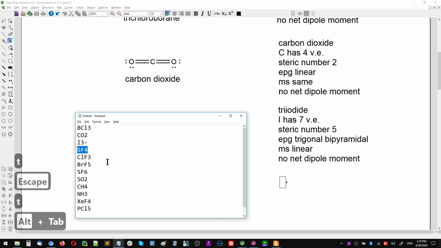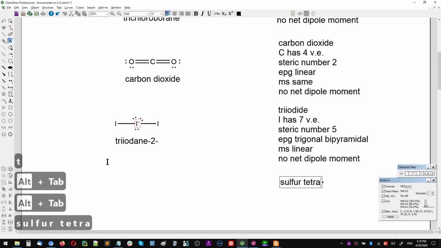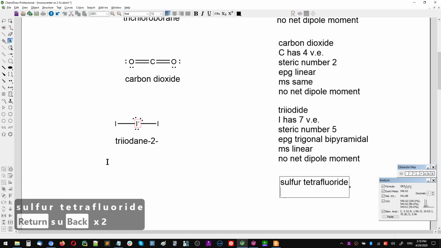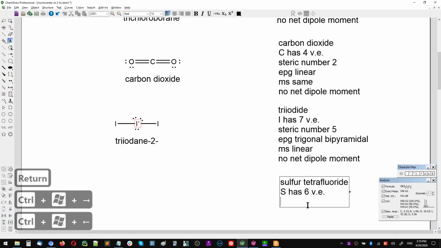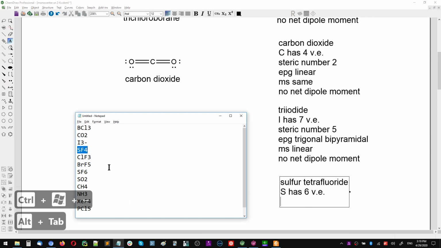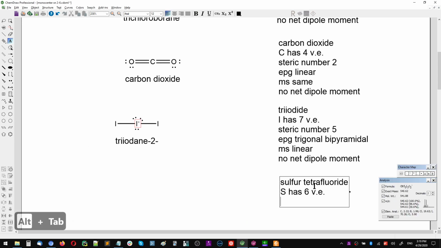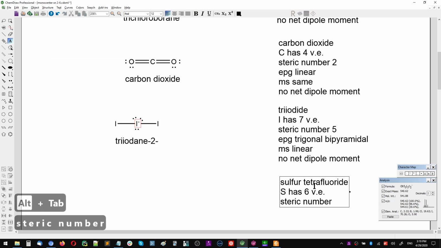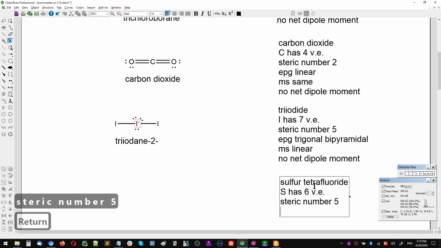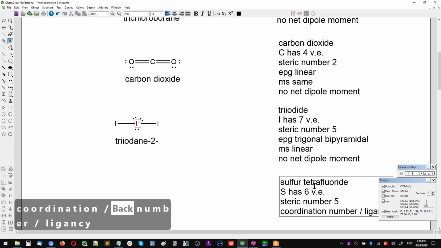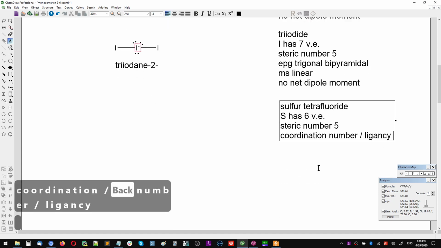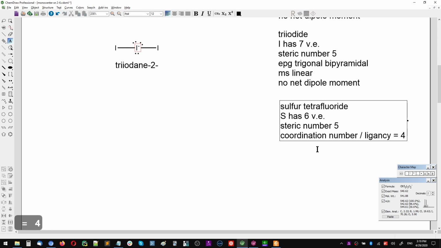Okay, so the next one is sulfur tetrafluoride. Sulfur has 6 valence electrons. I think it's below oxygen. Let's see. Yeah. And 4 of them are taken by, this is strange, again a hypervalent center. So that's a steric number of 5. And the coordination number, maybe we should mention this as well, aka ligancy, is 4. And I will draw it and then explain what this is.